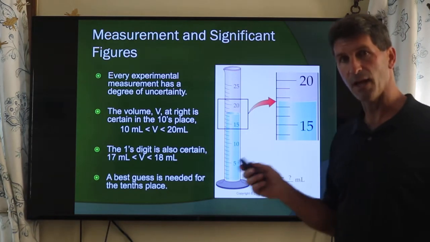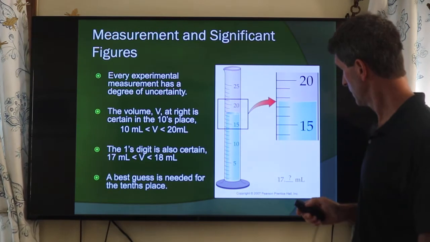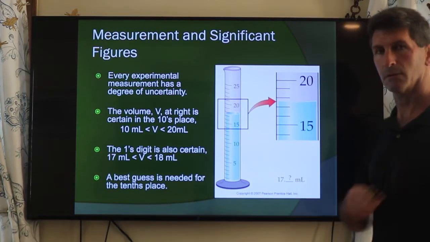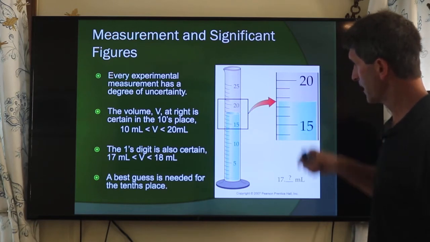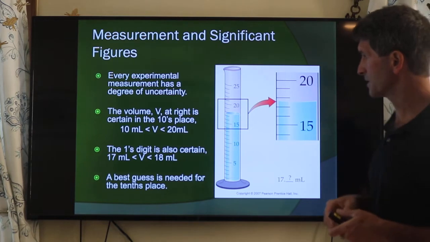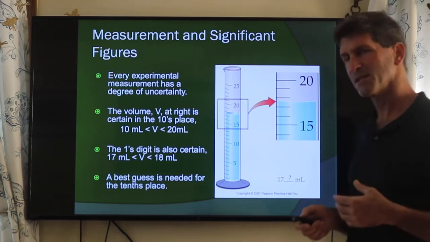But I need to sort of estimate where the tenth is. So in estimating, okay, let's just do this. We look like we're more than halfway, so I would probably call that 17.6. Yeah, that would probably be a pretty good 17.6, maybe 17.7.